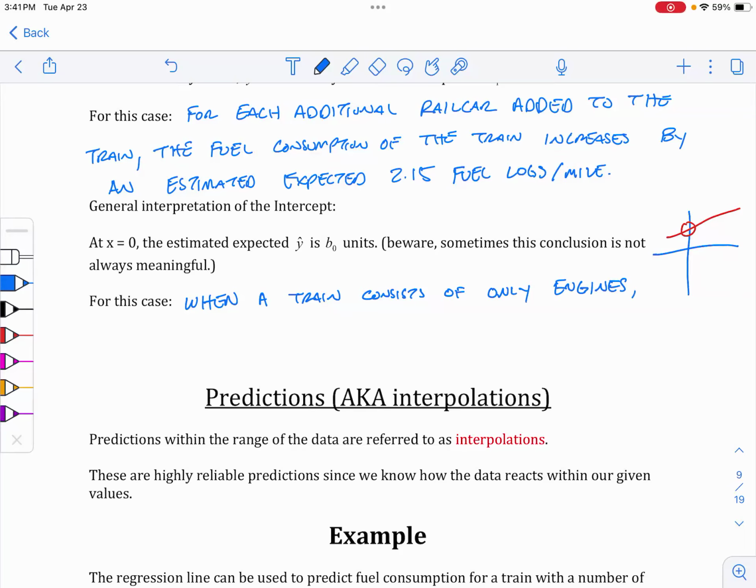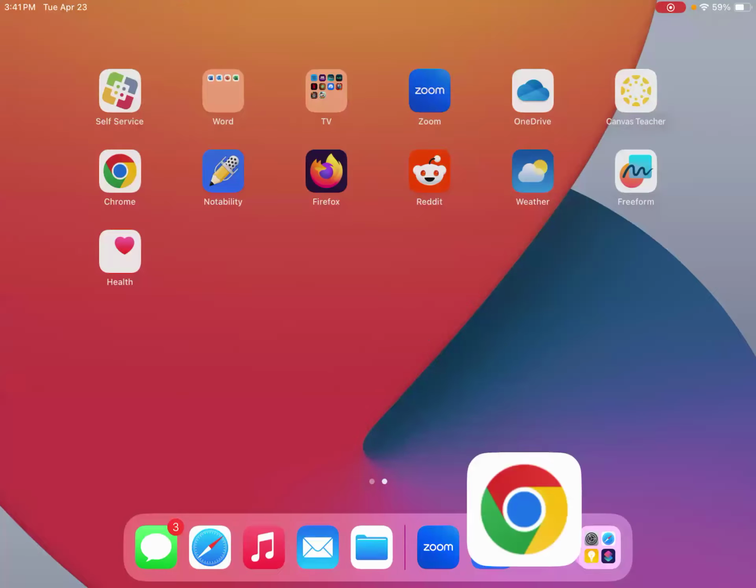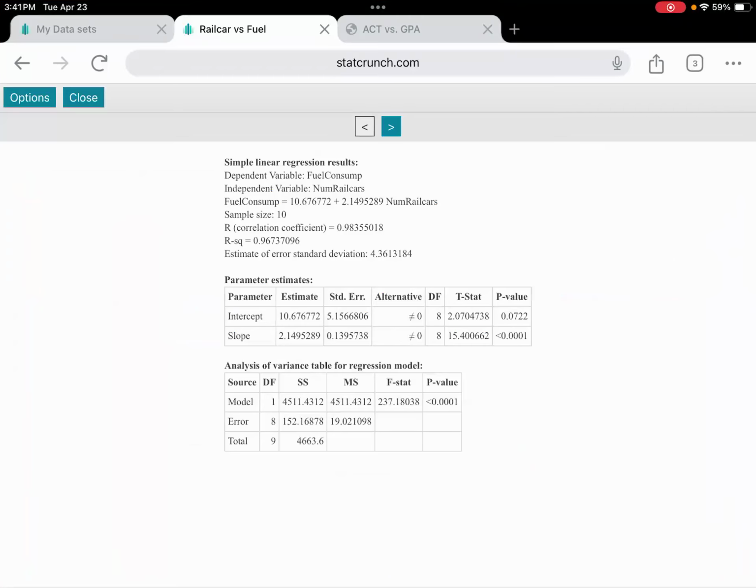So the estimated expected is, and then again to our output, intercept 10.68.